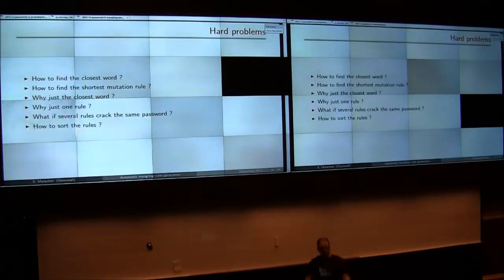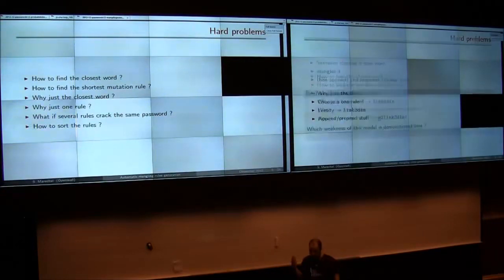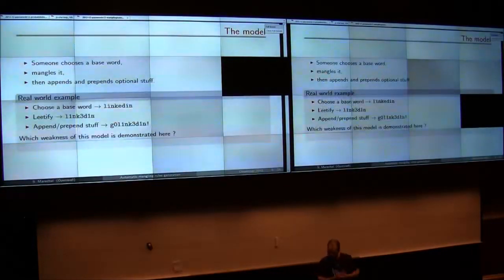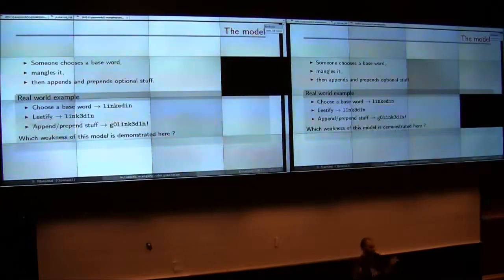Why just one rule? That's a very valid question too. What do you do when several rules crack the same password? To order them. When you read that, you should think coverage problem. Also, how do you sort the rules, which is the same problem. So, in my model, someone chooses a base word in the dictionary, he mangles it, and once it is mangled, he just appends and prepends stuff.